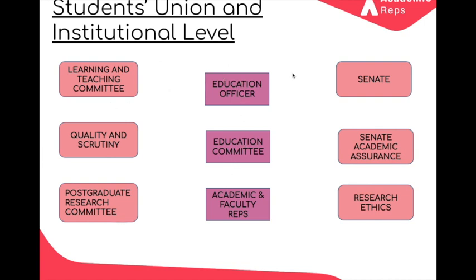What's changing this year is that we want all three of these groups, so both our education officer, the committee, but then also you guys as academic and faculty reps, to be able to influence every single one of the main senior university committees. Because we believe that if you want to have a say on university-wide learning and teaching, how programs and modules are actually approved at quality and scrutiny, or making sure that the ethics and integrity of the institution are upheld, you have a chance to have a say on these things. These will come up through the Academic Rep newsletter, and you should see that as your chance to be involved.